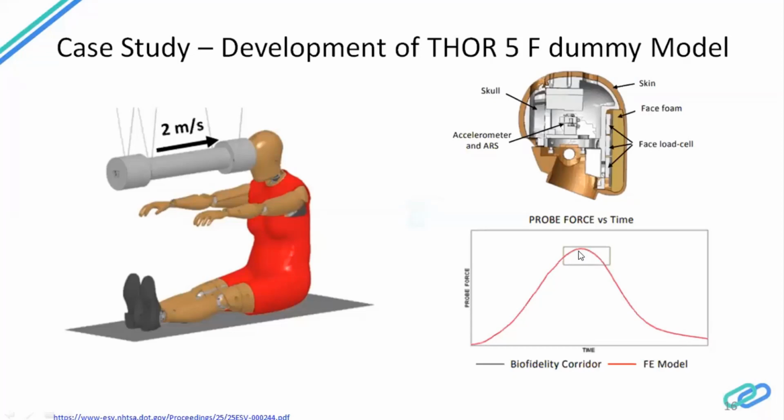So it requires a lot of engineering decision making, a lot of trial and error. Since you can see here, the impact is on the forehead. It's right here. So the material properties of the skin and the foam below have a lot of effect on this particular curve. So it has to be precisely tuned.